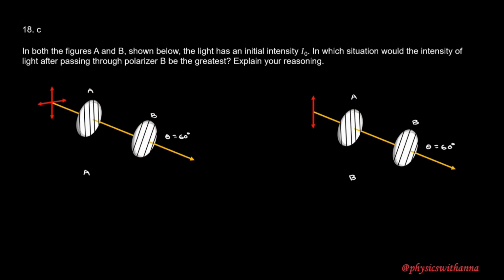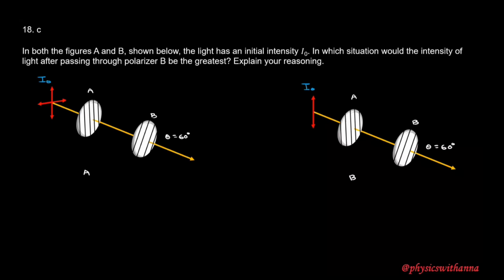Next, we have question 18c. Here in both figure A and B, the light has initial intensity I naught. So the intensity of light here is I naught, as well as here also it is I naught. In which situation will the intensity of light after passing through polarizer B be the greatest? Explain your reasoning. So let us calculate the intensity of light coming out of polarizer B in both cases and then compare them.